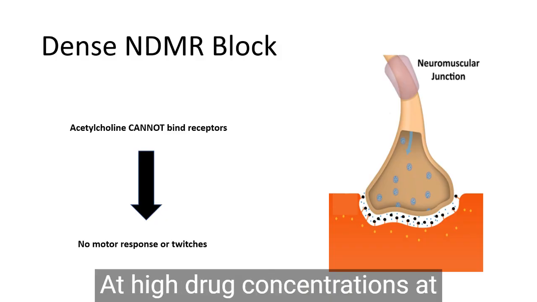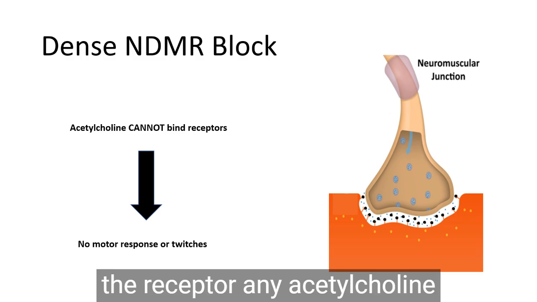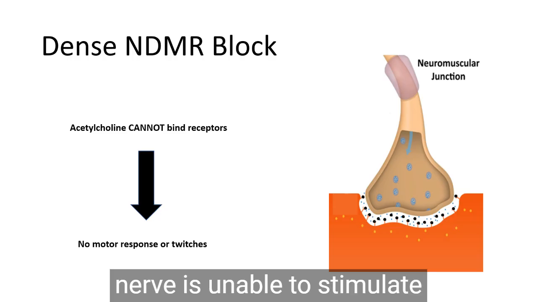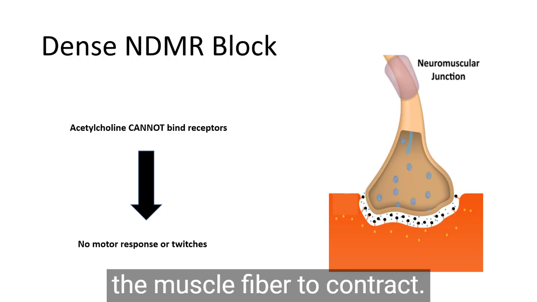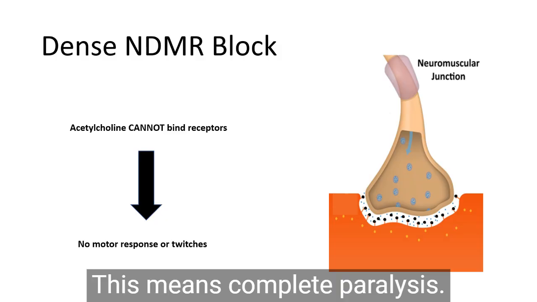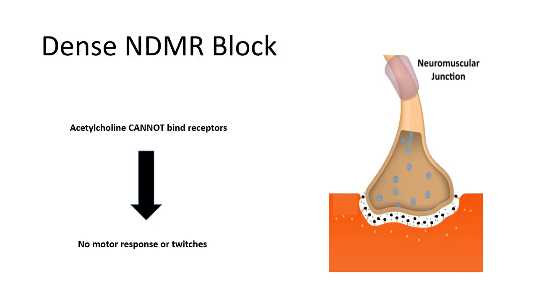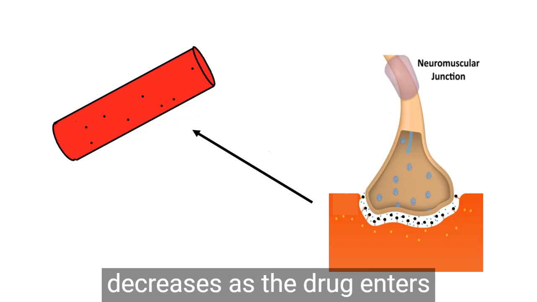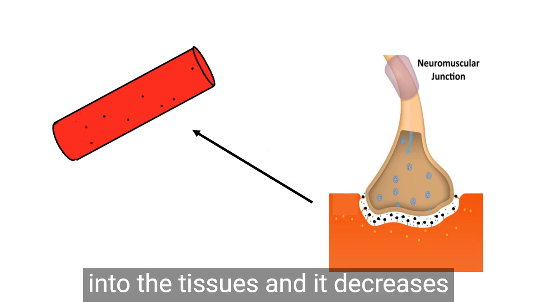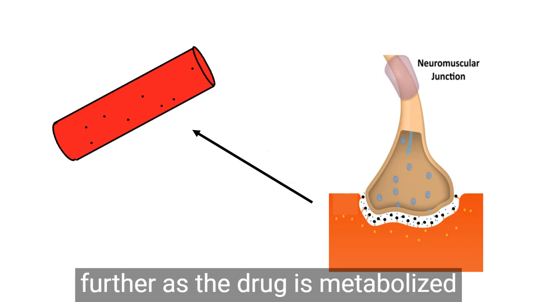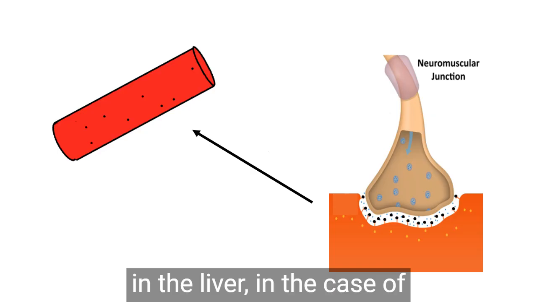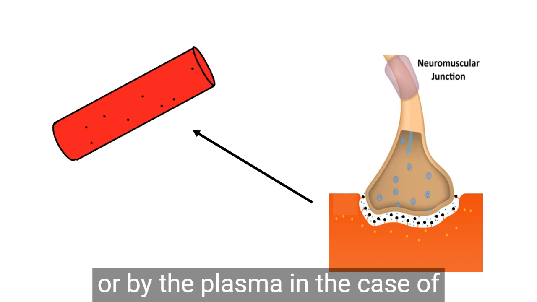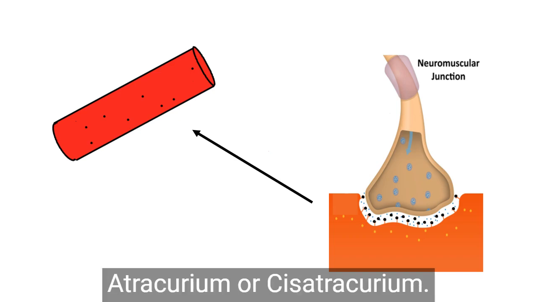At high drug concentrations at the receptor, any acetylcholine that is released from the motor nerve is unable to stimulate the muscle fiber to contract. This means complete paralysis. The blood level of the non-depolarizing muscle relaxant decreases as the drug enters into the tissues, and it decreases further as the drug is metabolized in the liver, in the case of rocuronium and vecuronium, or by the plasma, in the case of atracurium or cisatracurium.